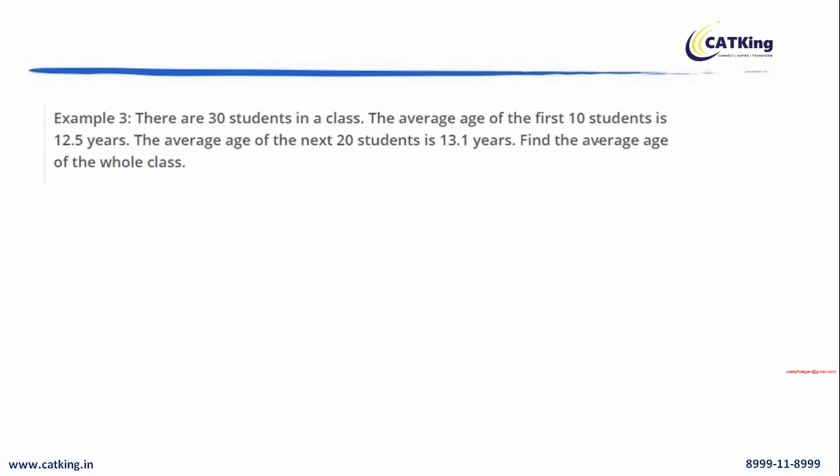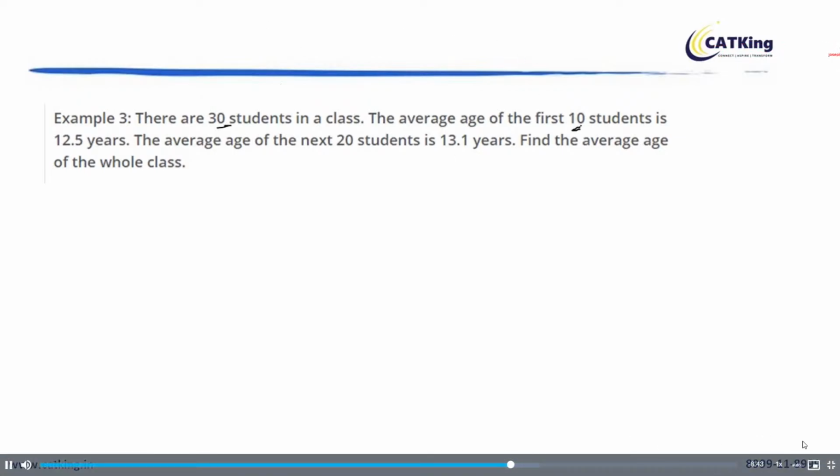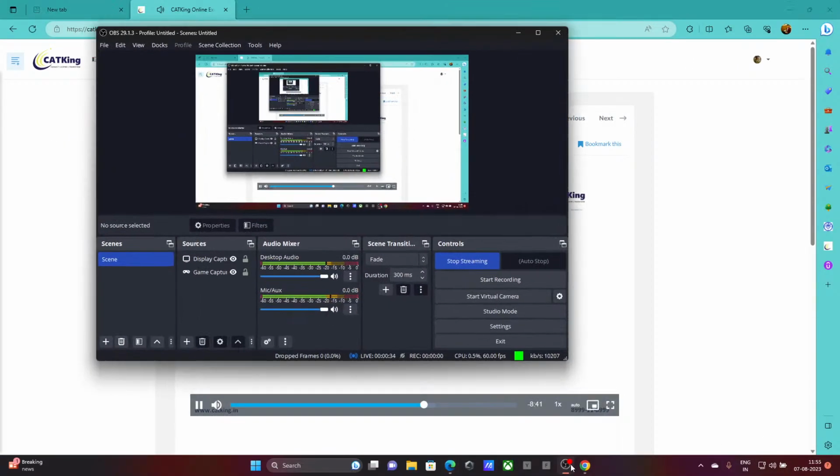Okay, so they said there are 30 students in a class. The average of the first 10 students is 12.5 years, and the average of the next 20 students is 13.1 years. Find the average age of the whole class. So basically, what is given to you? Your total number of students is given to you. Average of 10 students is given 12.5, and average of the next 20 students is given as 13.1.